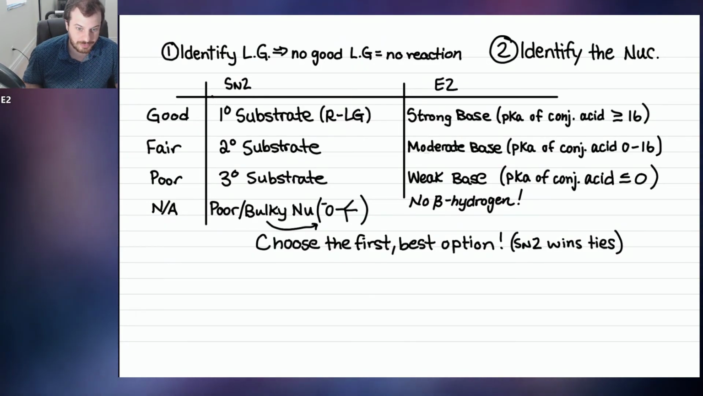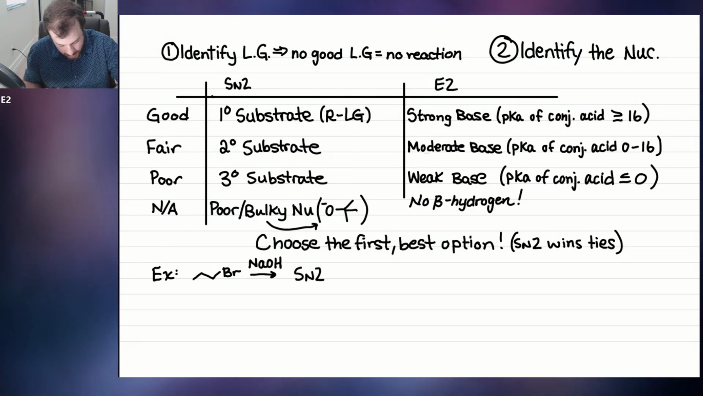Okay, so this all sounds like a bunch of gobbledygook, I know. Let's do some real examples, and you'll see how awesome this method really is. So let's do an example here, and we're going to predict which reaction will predominate. I'm going to take this alkyl halide, it's a propyl bromide, and we're going to treat it with NaOH. And then the question is going to be, is it SN2 or E2?